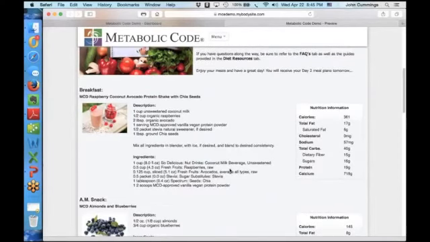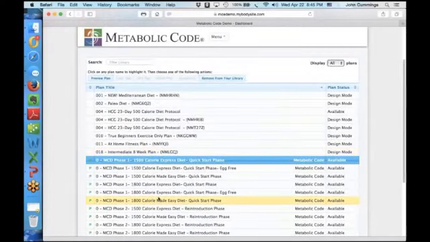Now, we have a lot of diets. I don't want to go over all of them tonight. I can show all these to you on a tutorial if you join the free trial.